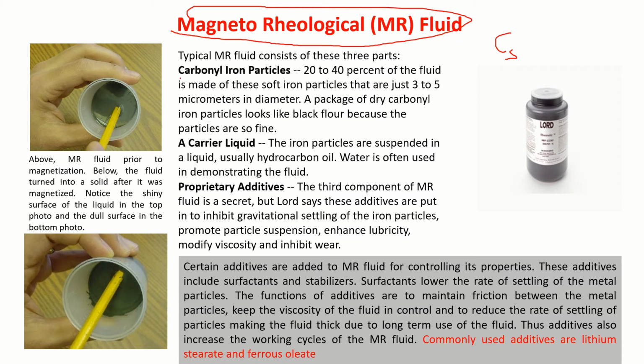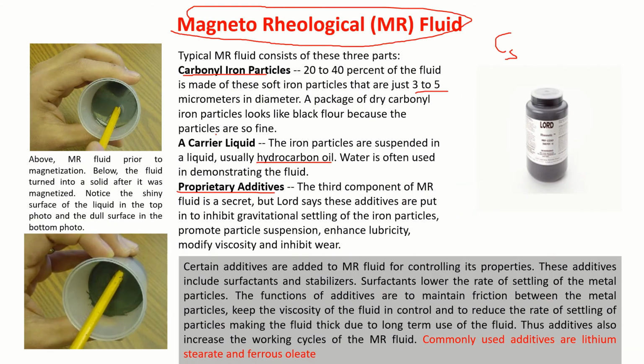Basically, MR fluid is prepared using iron particles of 3 to 5 micron size, and there will be a carrier liquid, a hydrocarbon oil, and they also put in additives to avoid the settling down of the iron particles. They are all mixed like this, and you get the Magneto Rheological fluid. It's a special way of preparing.